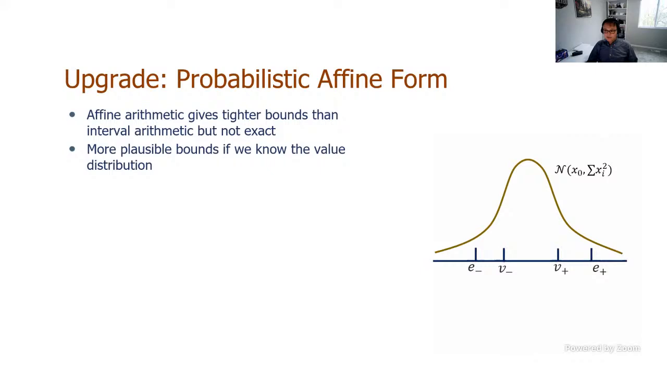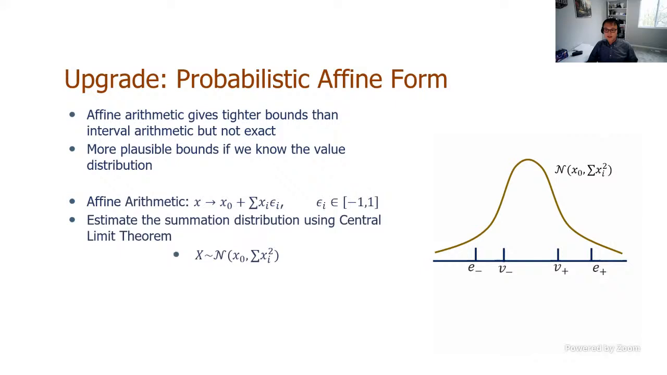Since the bound by FN arithmetic is still not tight enough, it makes us wonder if we know the value distribution of the output bound, we can have a more plausible and accurate estimation of the output value range. To achieve this, we see that the FN arithmetic is a summation of many uncertain units. According to the central limit theorem, this summation distribution can be approximated by a Gaussian distribution.